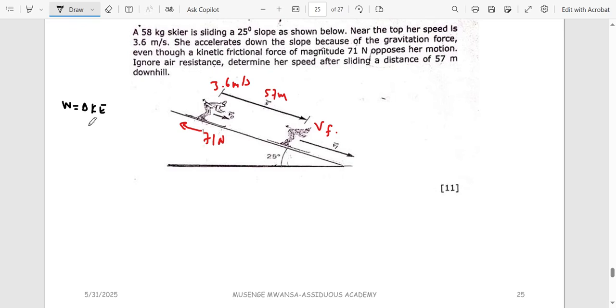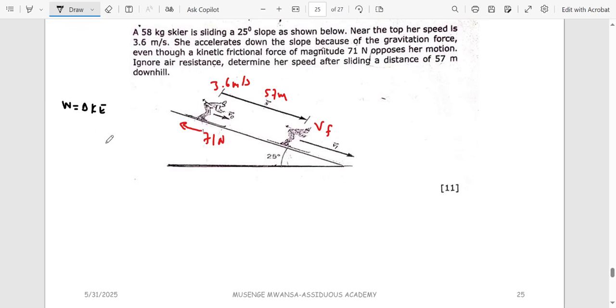Change in kinetic energy is given by final kinetic energy minus initial kinetic energy. Because at this point you have got velocity, and also at the beginning you have got velocity, so you actually have a difference in these velocities. And then how do you find the work now?